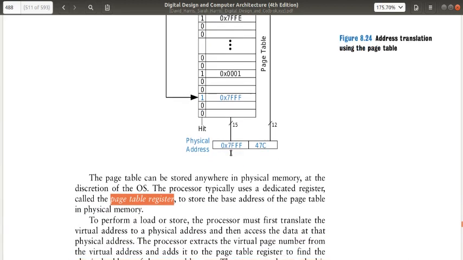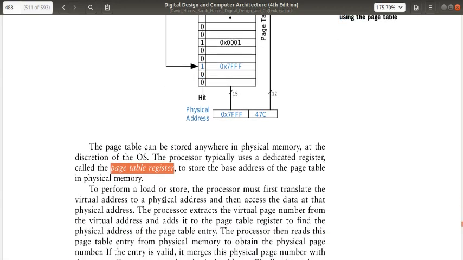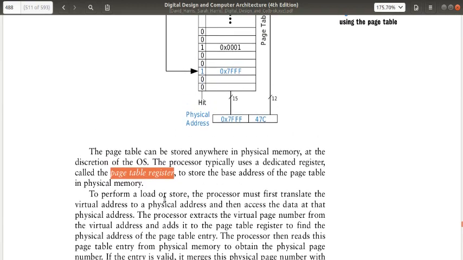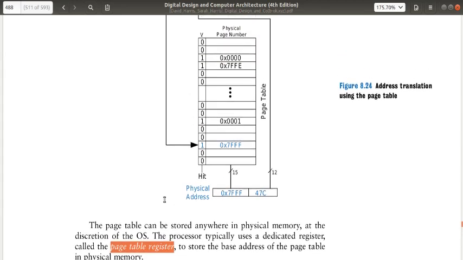We don't know where these locations start, so the address of the zeroth entry, the specific physical address, is stored in something called the page table register. And once you have the virtual page number, you just add that to the base address given in the page table register, and you can go to the required location.